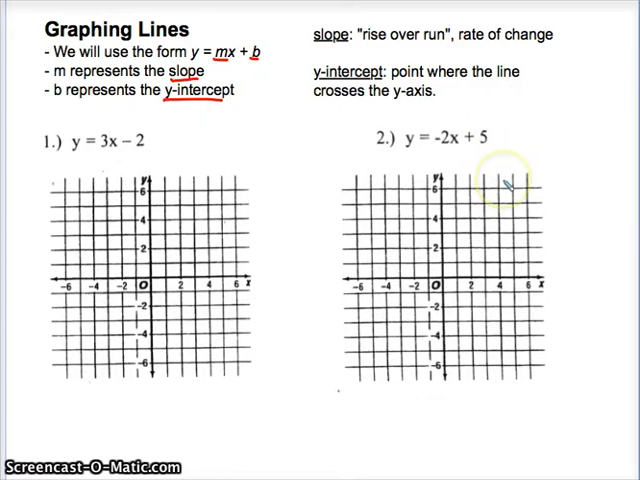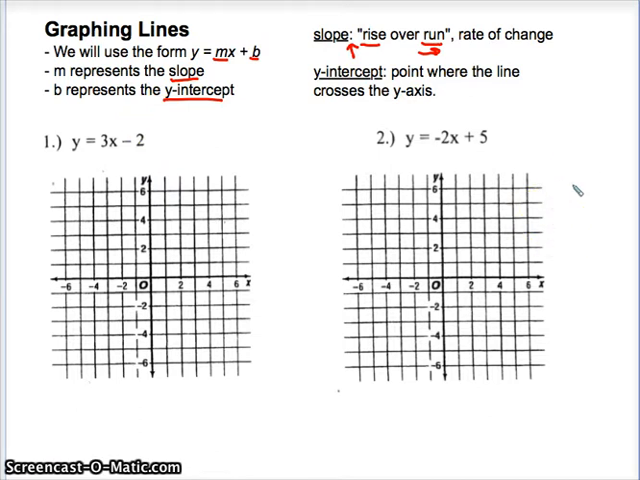Let's talk a little bit about what those words mean. The slope is the constant rate of change for the line. In the context of this equation, we often refer to it as the rise over the run, or how much to go up versus how much to go over. The y-intercept is the point where the line crosses the y-axis. And you remember the y-axis is the vertical axis.